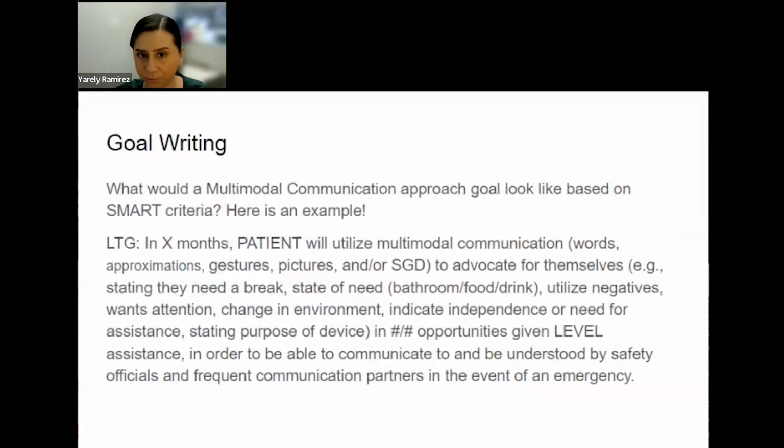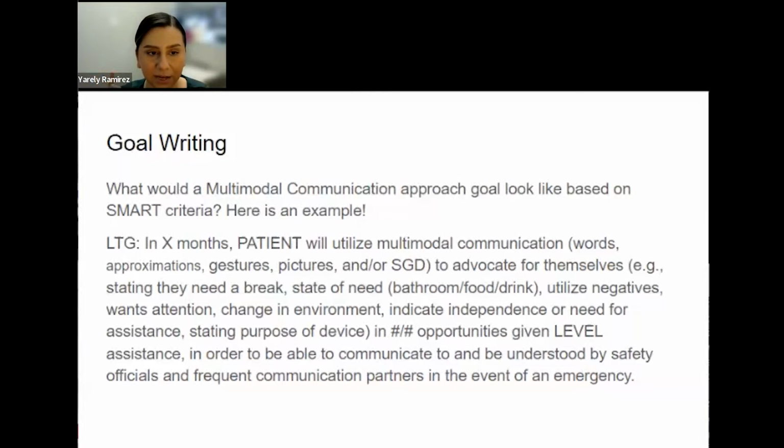So what would a multimodal goal look like based on the SMART criteria? Where I work, we have an AAC committee, and we all got together and wrote SMART goals to assess SLPs. So this is one of the goals that the AAC committee where I work created. So for the long-term goal, I remember it has to be within the SMART criteria. So it has to be specific, measurable, achievable, relevant, and time-bound.